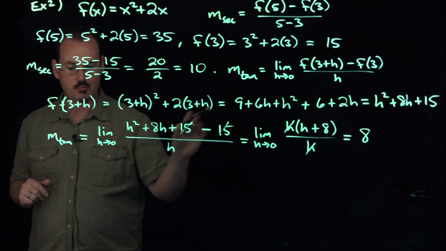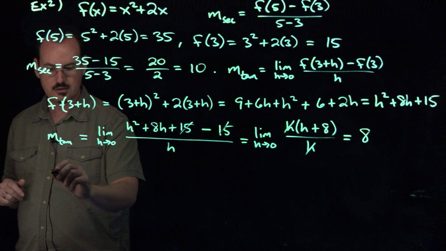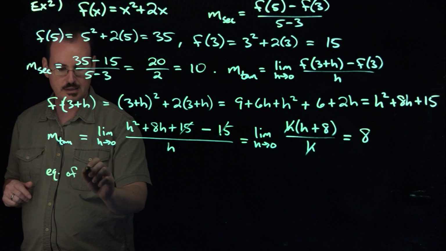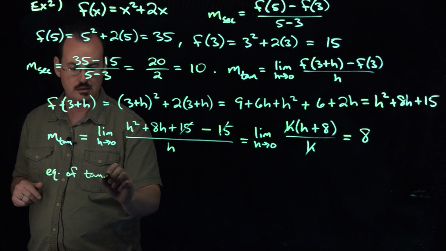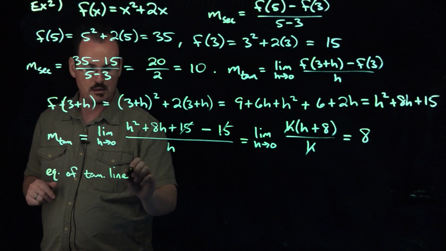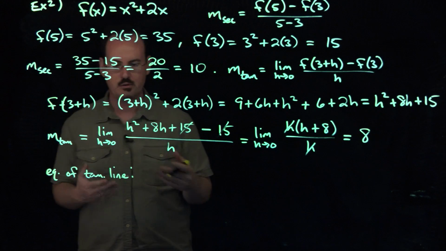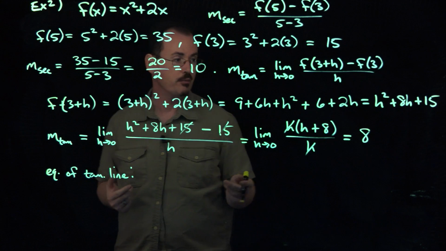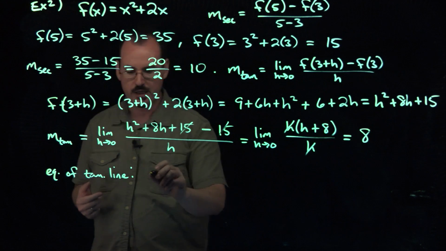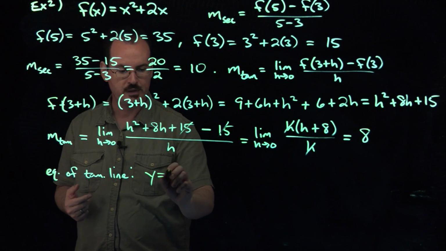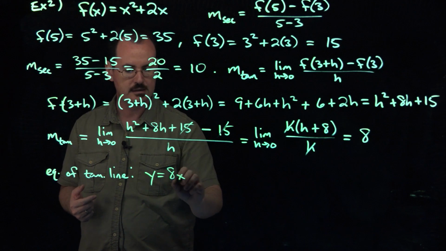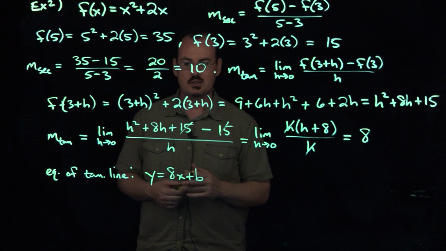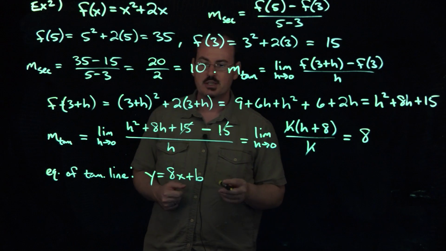So that's the slope. Since it's a line, I'll go ahead and write this equation of tangent line. We know that it's going to have the form y equals mx plus b because it's a line. So lines have that form. That's the slope of our line. So we're going to have y is equal to 8x plus b. Now the question is, what is b then? What's the y-intercept of this particular tangent line?